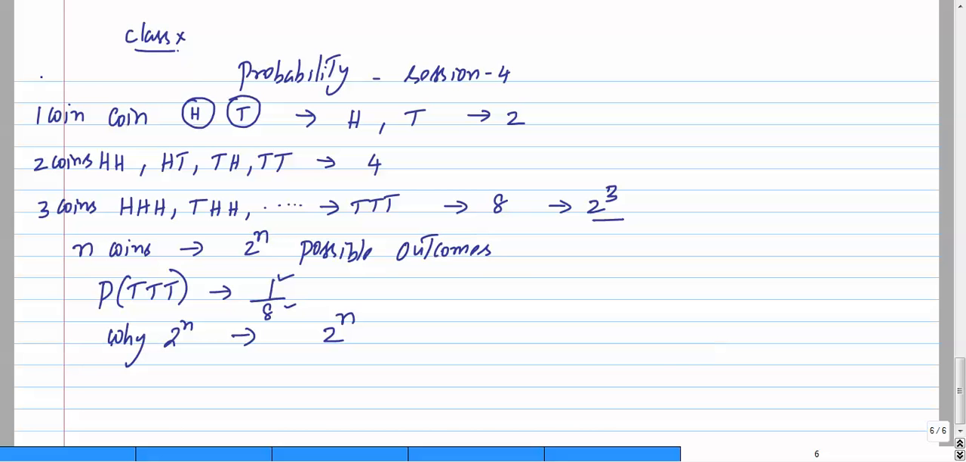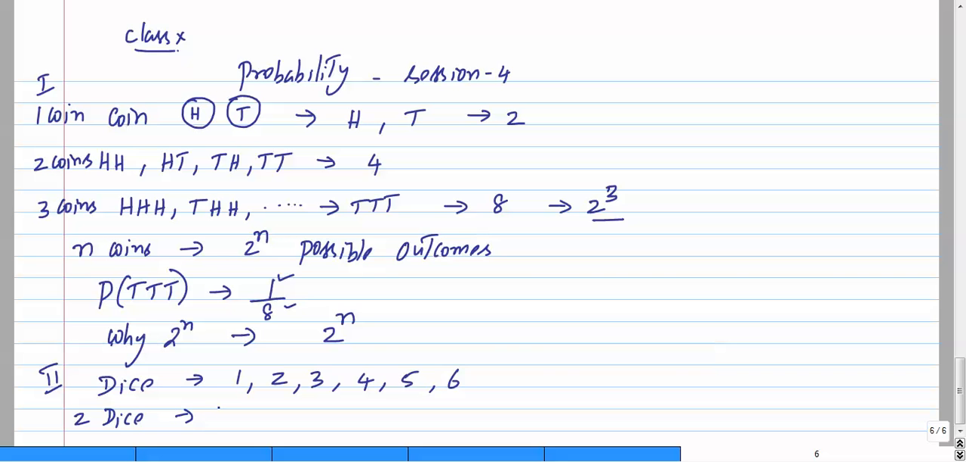Now let's take a classic case of dice. How many options do I have? I can get a 1, I can get a 2, I can get a 3, I can get a 4, I can get a 5, I can get a 6. Correct. Now if I roll two dice simultaneously, then what do we do?